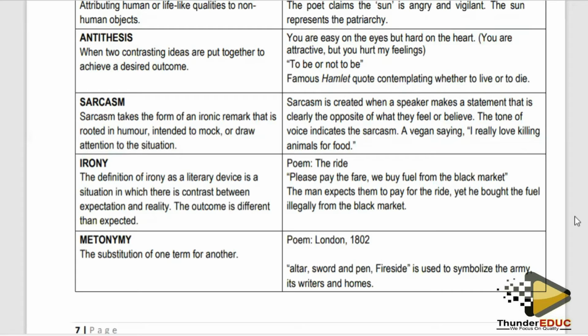So that's what we don't expect. So that's why we say the outcome is different than expected.